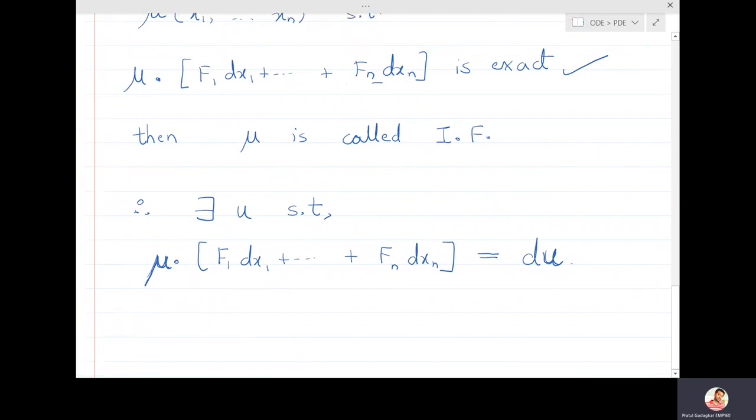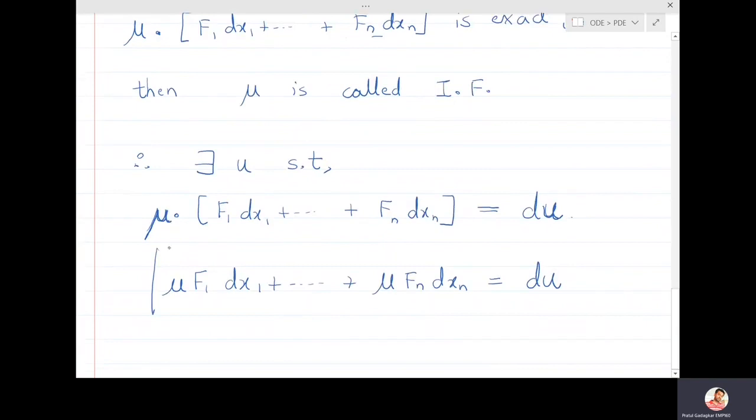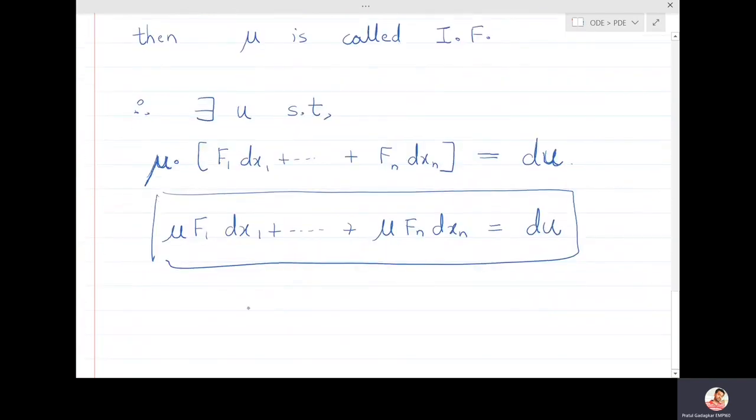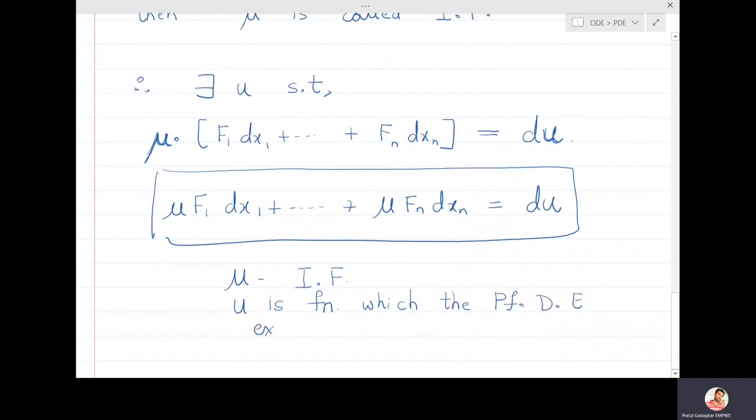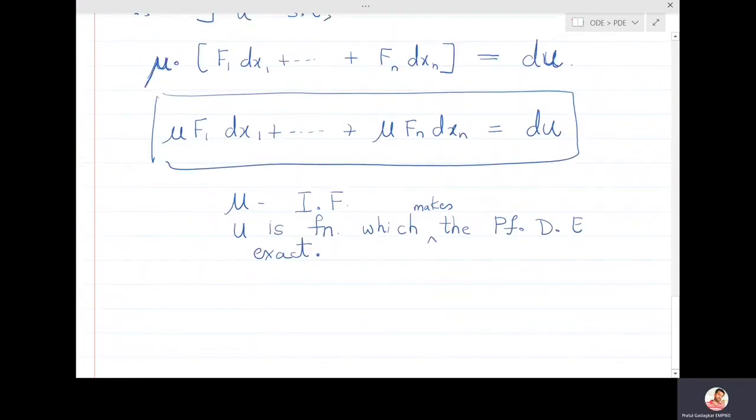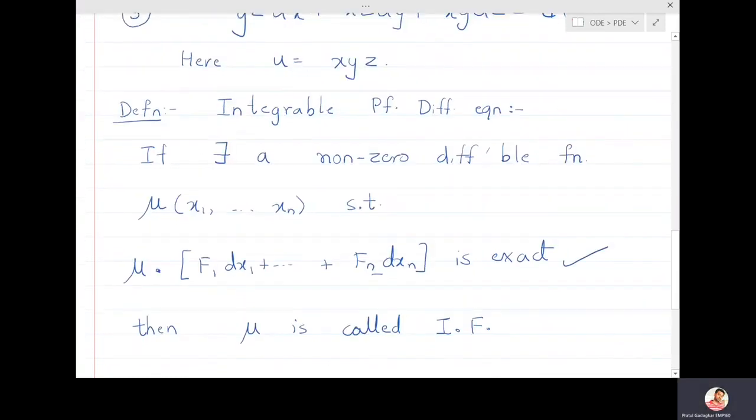Okay, so henceforward I may come to a stage where I write mu f1 dx1 plus ... plus mu fn dxn is equal to du, where mu is the integrating factor and u is a function which makes the Pfaffian differential equation exact. So I hope the three definitions of Pfaffian differential equation, exact Pfaffian differential equation, and integrable Pfaffian differential equation are clear.